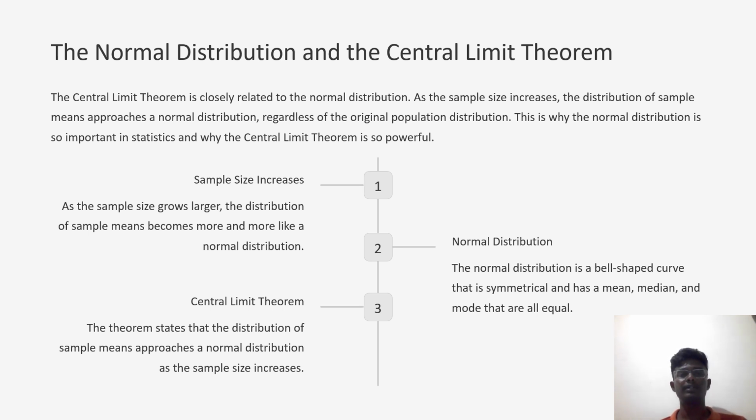Sample size increases. As the sample size grows larger, the distribution of sample means becomes more and more like the normal distribution. Normal distribution. The normal distribution is a bell-shaped curve that is symmetrical and has a mean, median, and mode that are all equal. Central limit theorem. The theorem states the distribution of sample means approaches a normal distribution as the sample size increases.